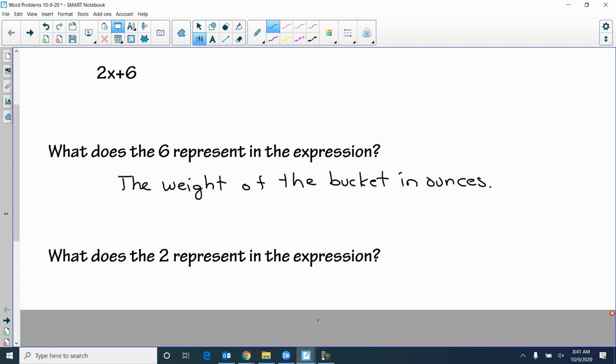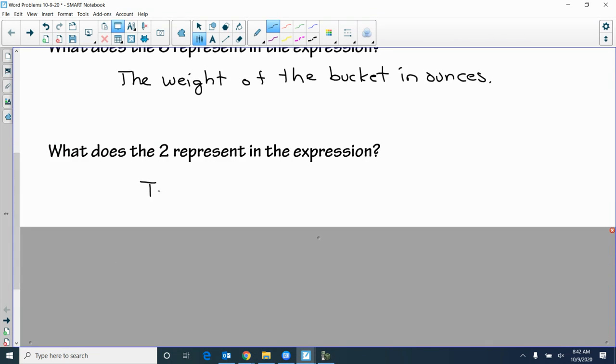What does the 2 represent then? Colin? The marbles. The what? Marbles. You don't have it worded correctly, and I'm not sure what you mean. Okay, hold on, Joe. Number of marbles? No, the number of marbles would be X. The actual number of marbles would be X if you don't know how many marbles there are. Connor? Would it be the weight of the marbles? The weight of one marble. The weight of one marble. Okay, because if you have 10 of them, you have to multiply 2 times 10 to get the total weight. So that would be the weight of one marble.